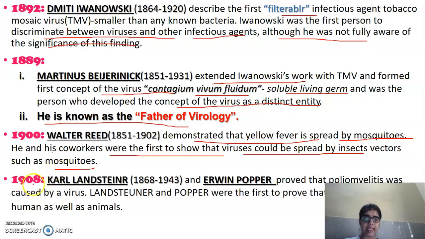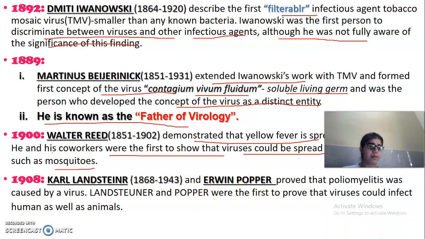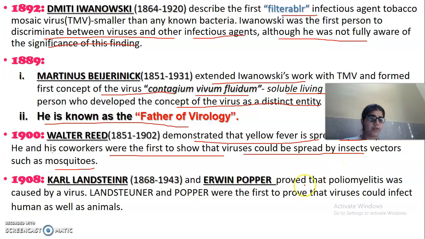In 1908, Karl Landsteiner and Erwin Popper proved that poliomyelitis was caused by a virus, and Landsteiner and Popper were the first to prove that viruses could infect humans as well as animals.